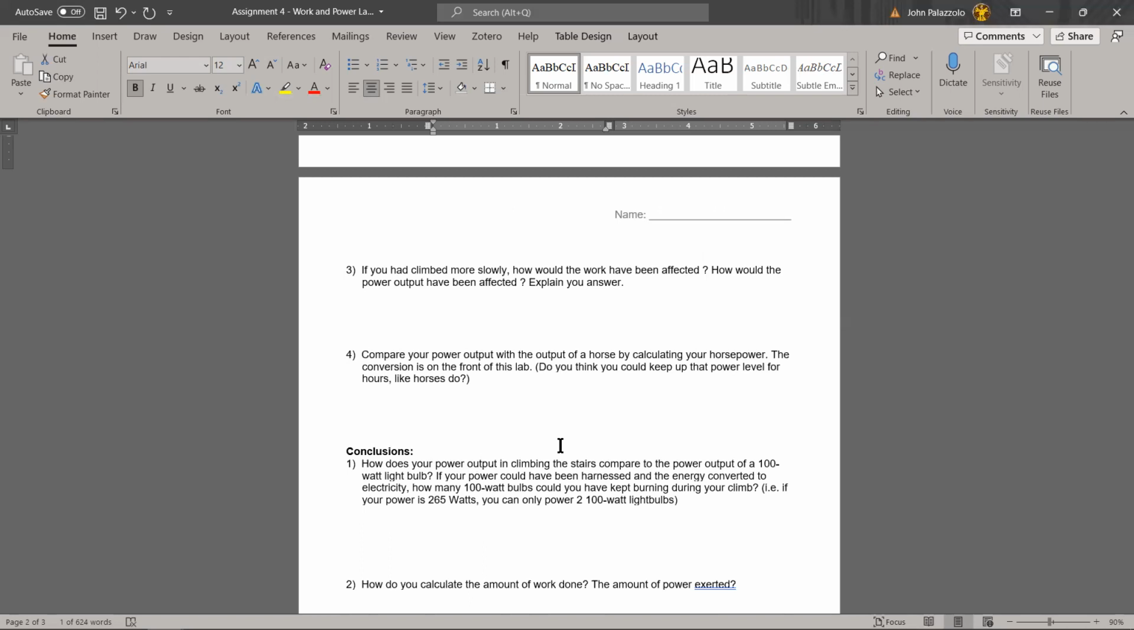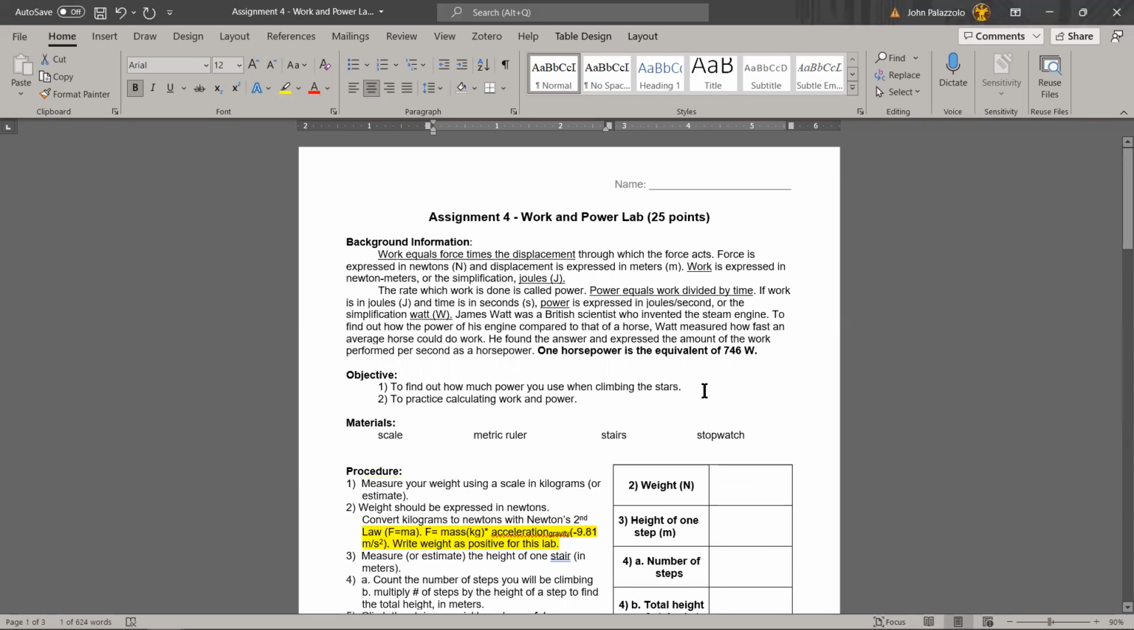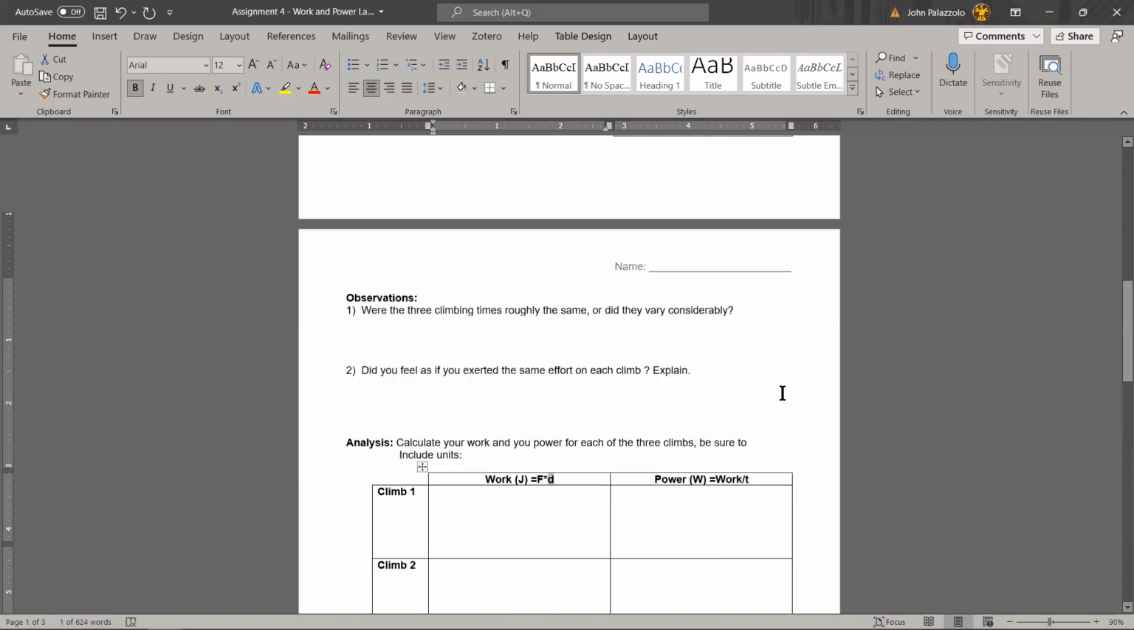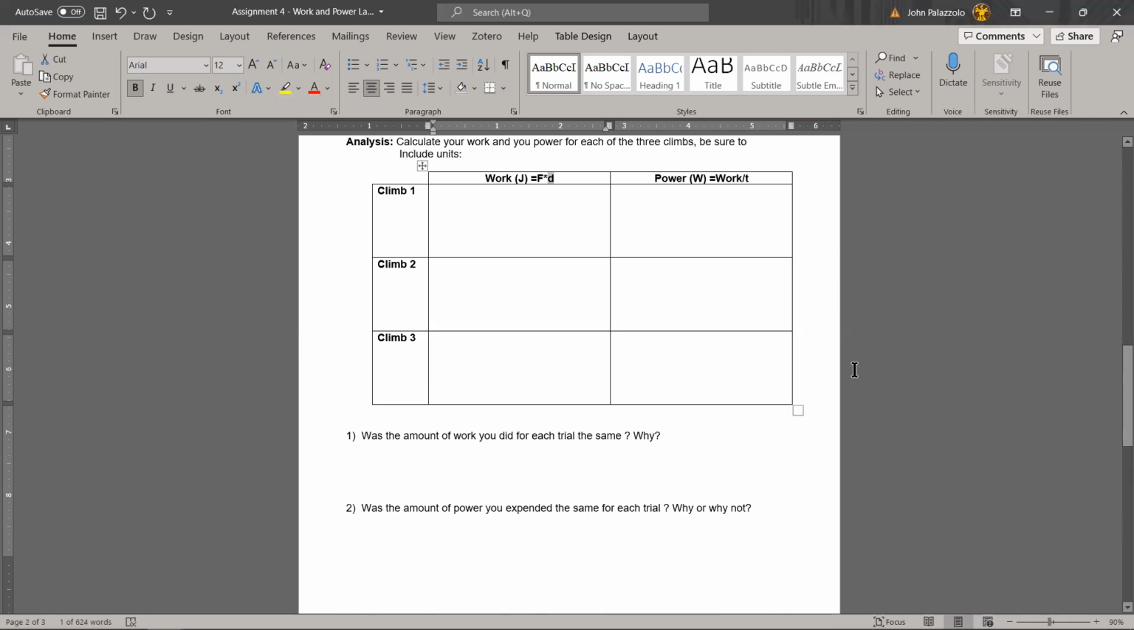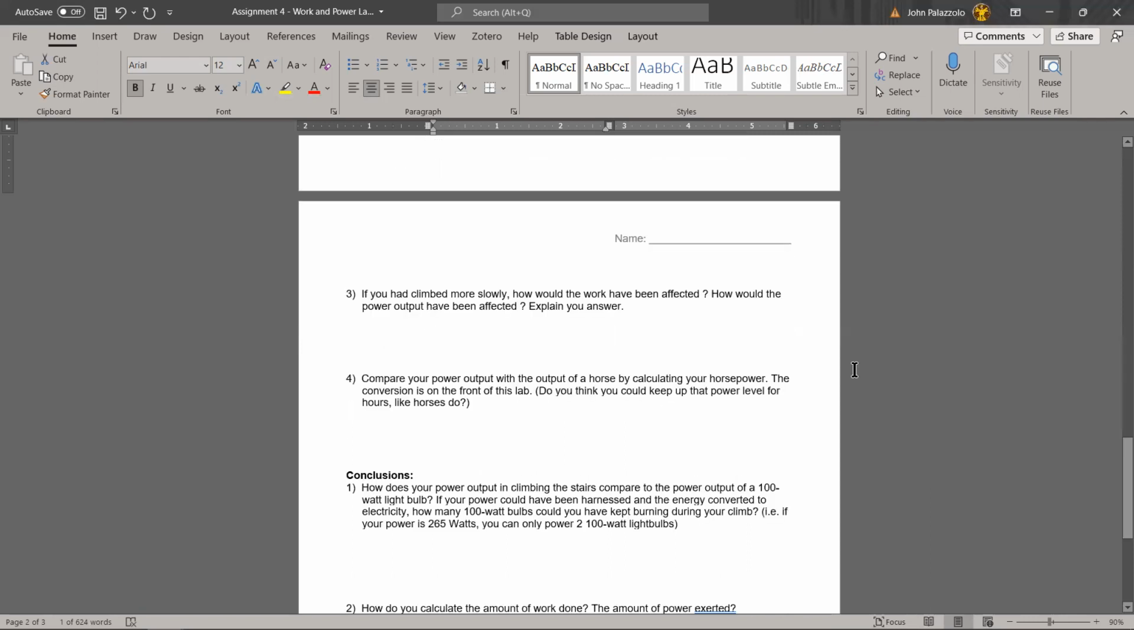The conversion is in the front of this lab here. So 1 horsepower is the equivalent of 746 watts. So look at the watts you calculated here. Were they even close to what a horse may be able to do? And maybe the reasons, great-grandparents used horses and didn't do all the work by ourselves.